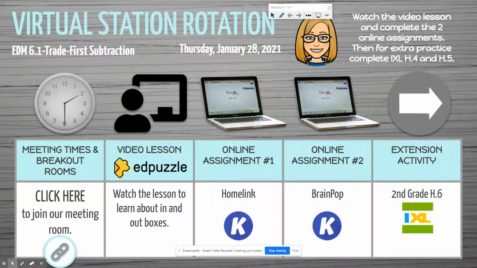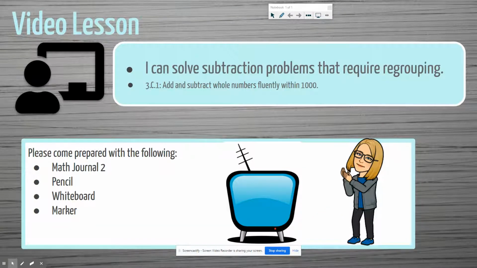For your assignments, you will have the home link to do, you have a BrainPOP page to do, and then you're going to continue working on IXL H6. So our goal for today is: I can solve subtraction problems that require regrouping.